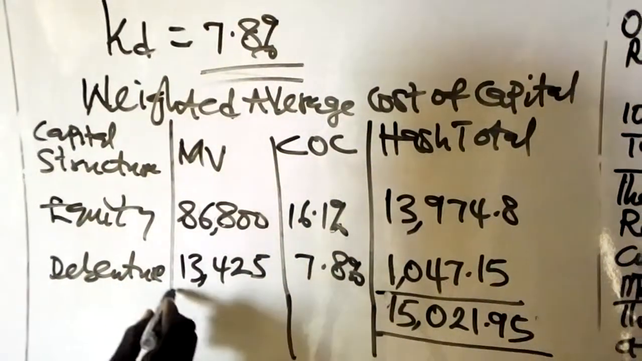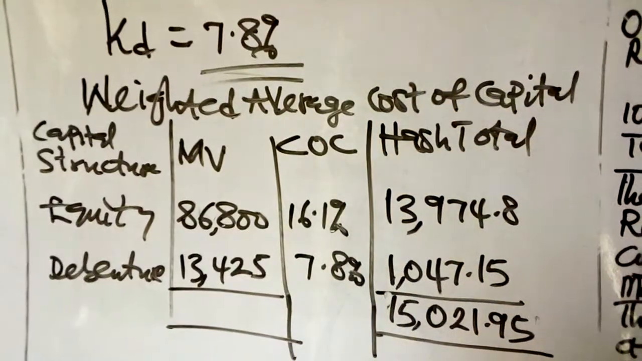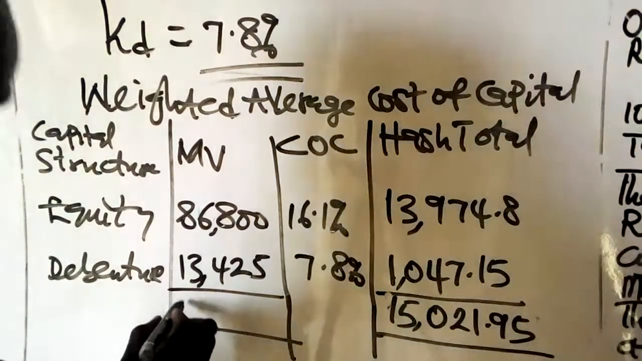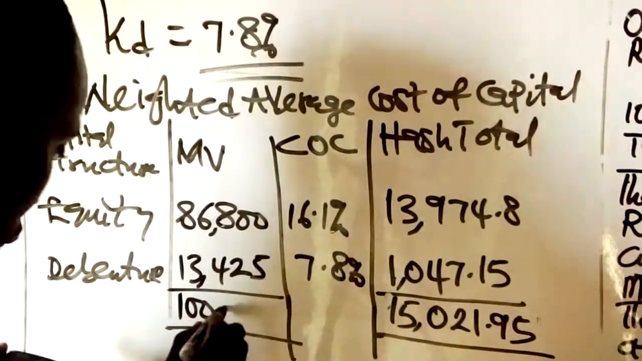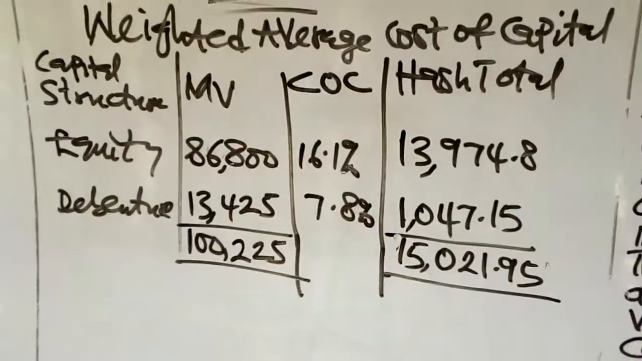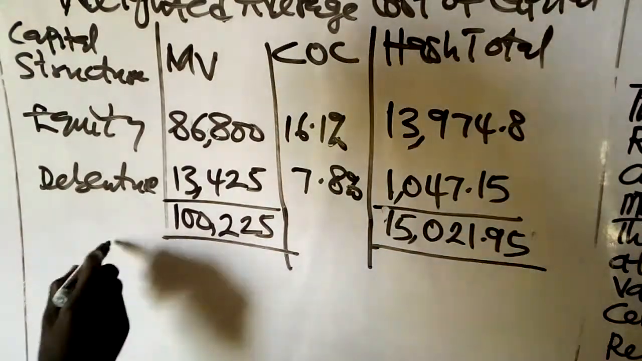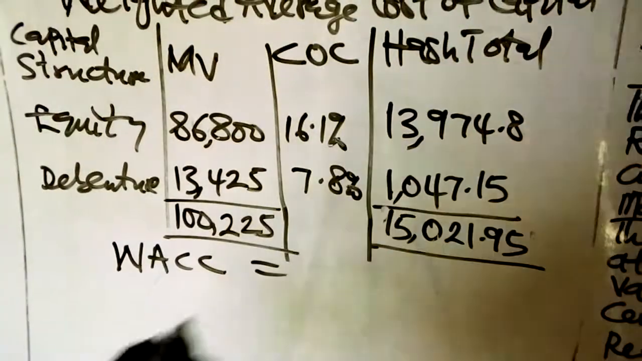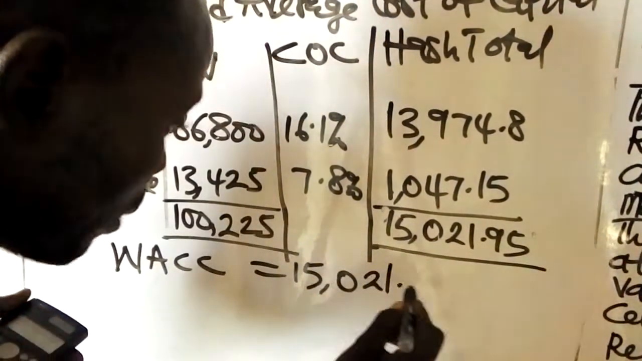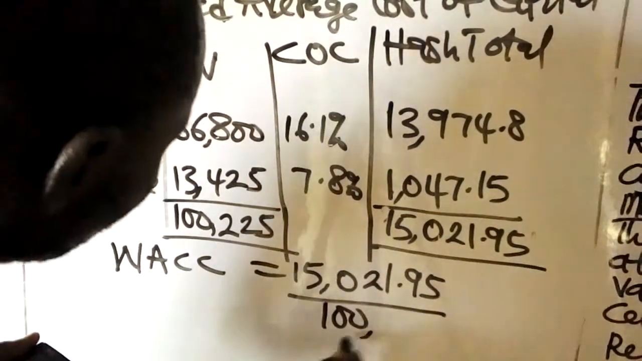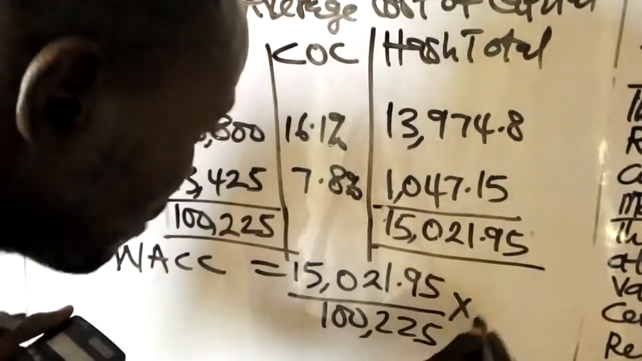Then you also sum up the market value column. The market value is totaled: 86,800 plus 13,425, giving a total of 100,225. Then the next thing is to calculate the WACC, the weighted average cost of capital. You have the hash total, 15,021.95, over the total of the market value, 100,225, multiplied by 100.